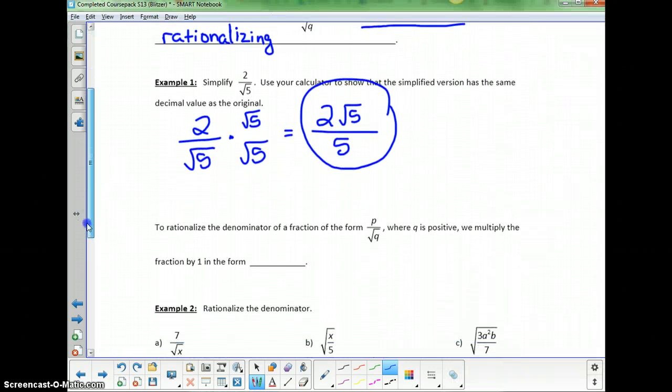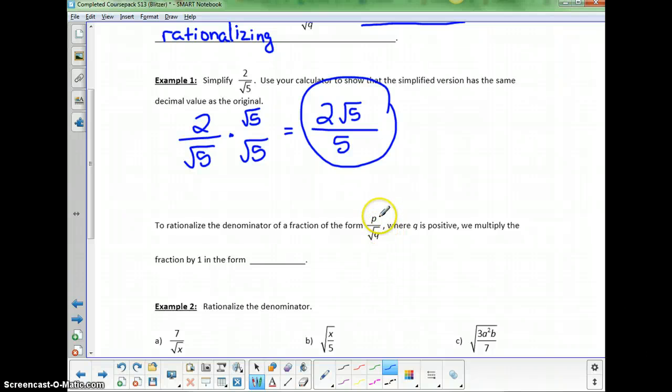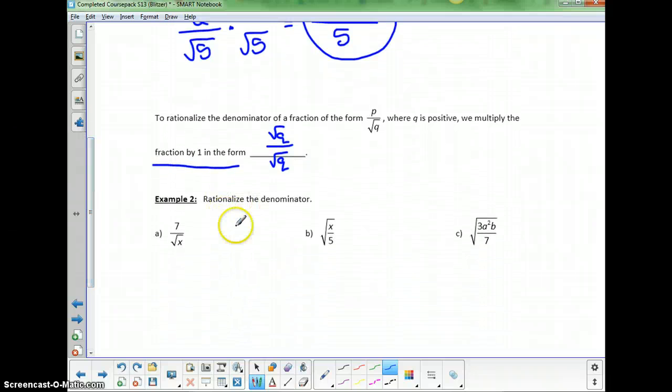Alright. To rationalize the denominator of a fraction of the form p over square root of q, where q is positive, we multiply by 1, a fraction in the form of square root of q over square root of q. We're trying to make the bottom a perfect square, so we're going to multiply by whatever it takes to make that bottom perfect. So in this example, 7 over the square root of x.